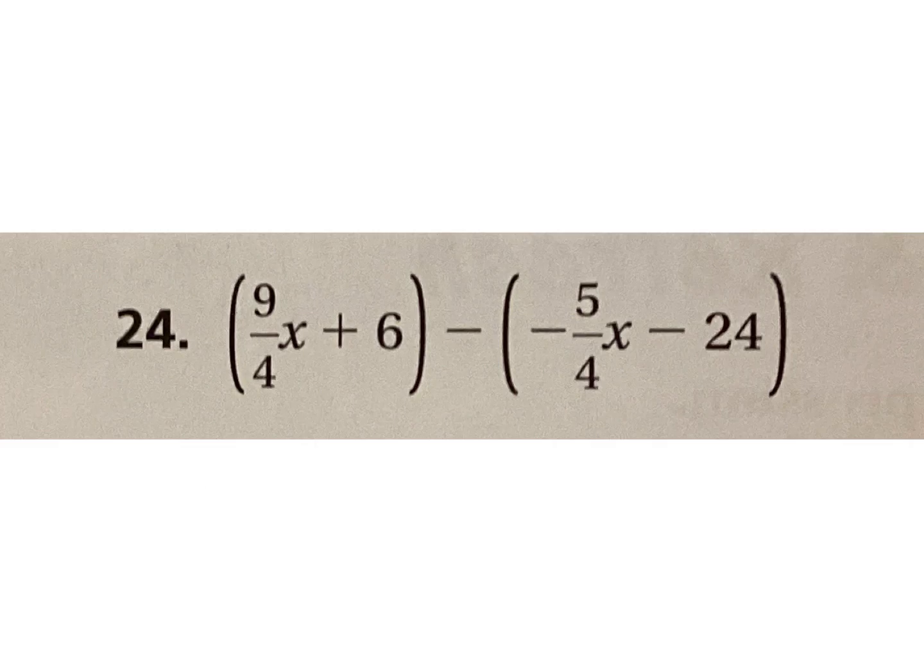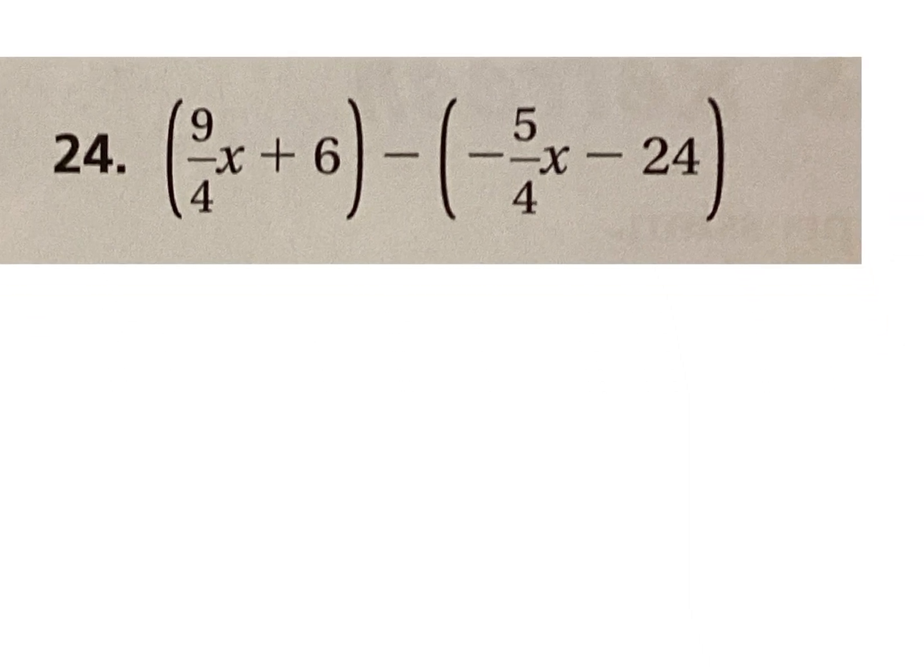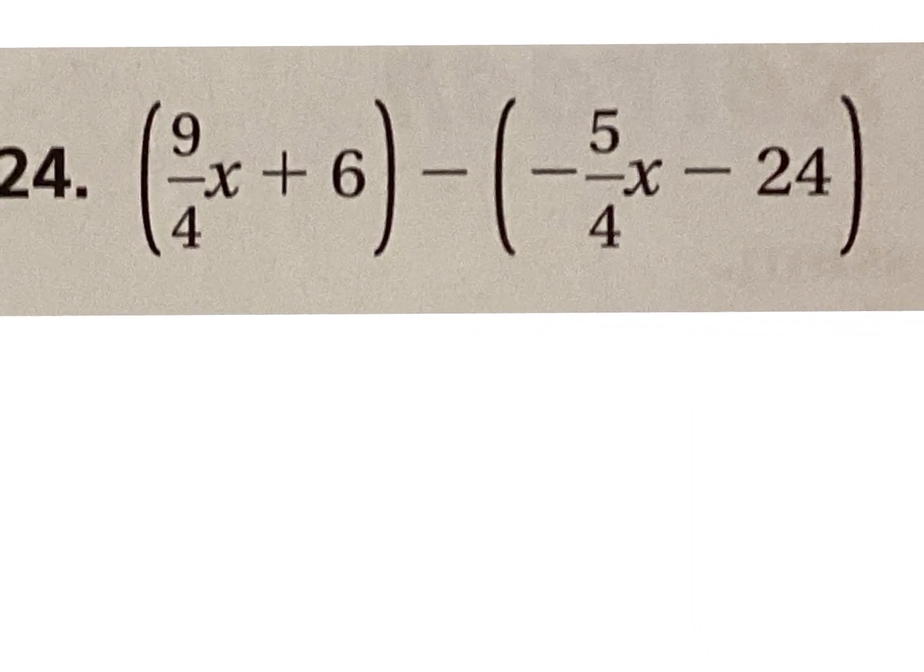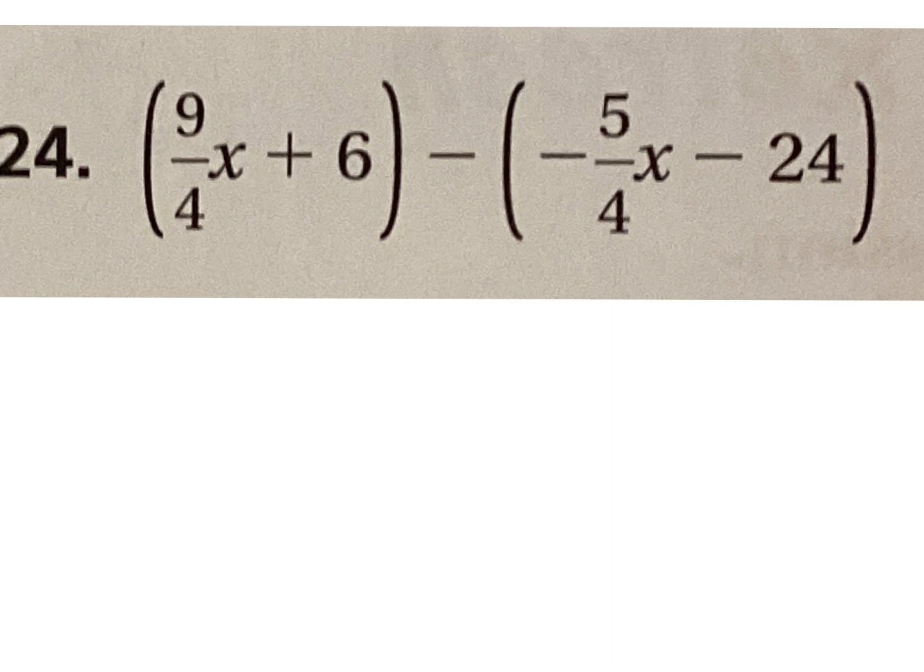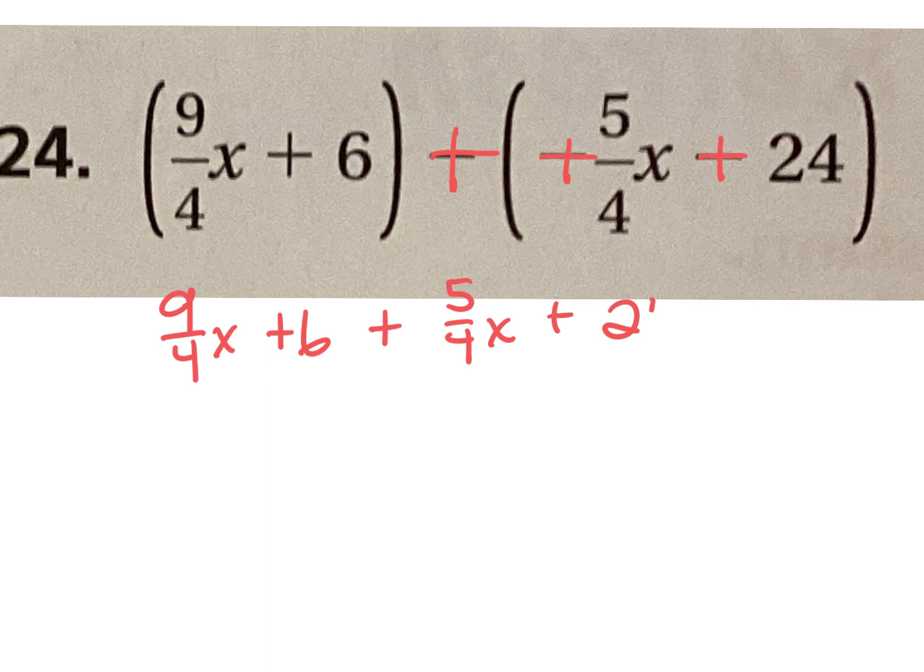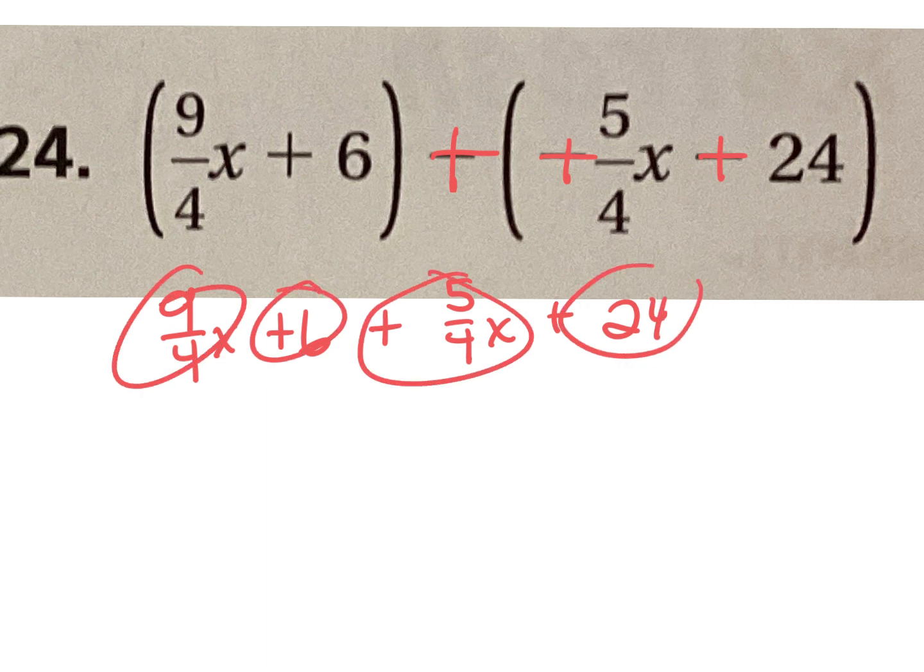Another subtraction. And when we get to subtraction, we always think add the opposite. Okay. So now I have a 9 over 4x plus 6 plus 5 over 4x plus 24. This is all adding. So it's kind of nice in that respect.